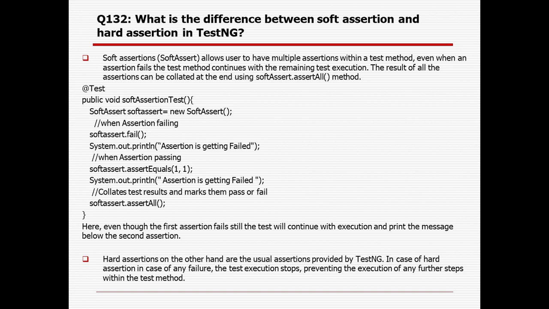What is the difference between the soft assertion and hard assertion? Soft assert allows the user to have multiple assertions within a test method. Even when an assertion fails, the test method continues with the remaining test execution. The result of all assertions can be collated at the end using the soft assert dot assertAll method.